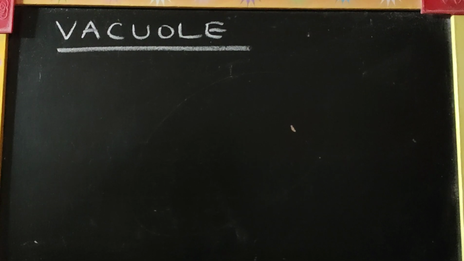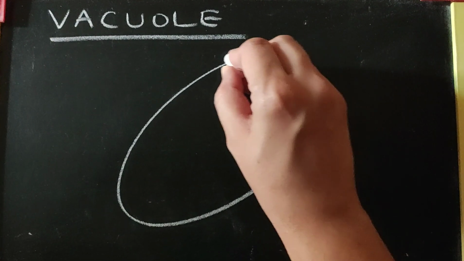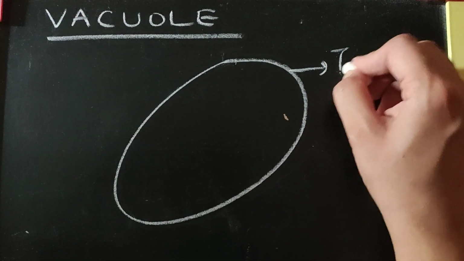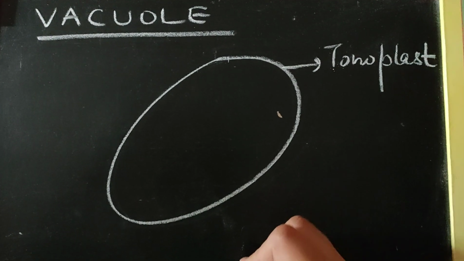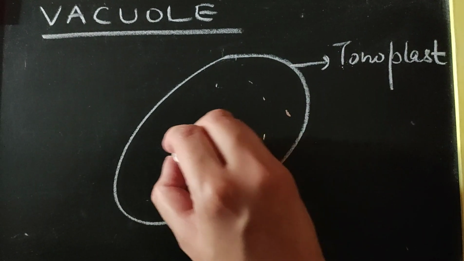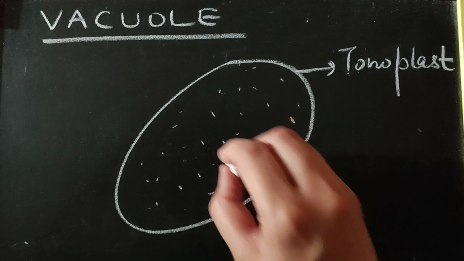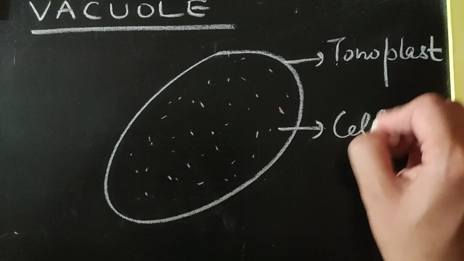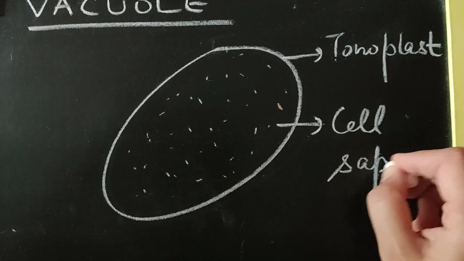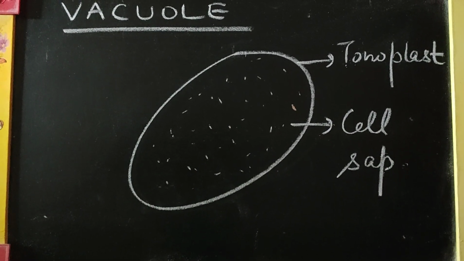So let us draw the diagram of a vacuole. It has a surrounding membrane, which we call tonoplast, and it contains a liquid which has the excessive water, salts and waste materials, and that is known as cell sap. So this is a simple diagram to represent a vacuole.